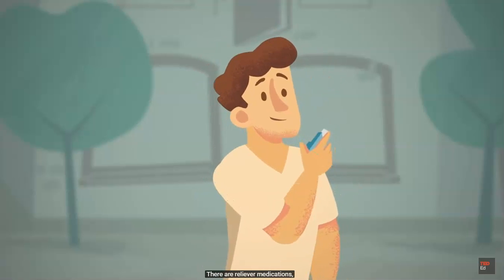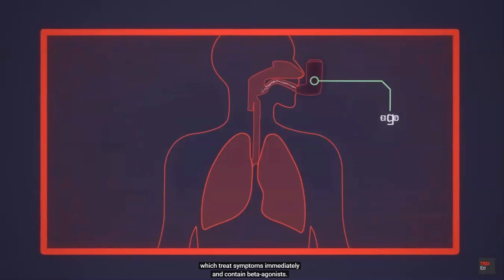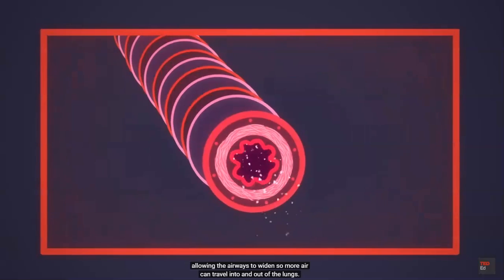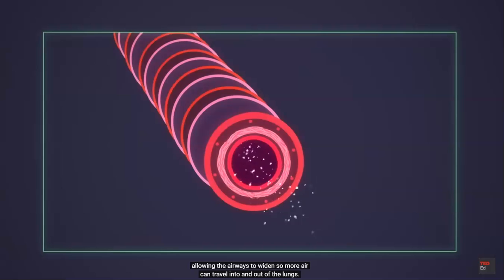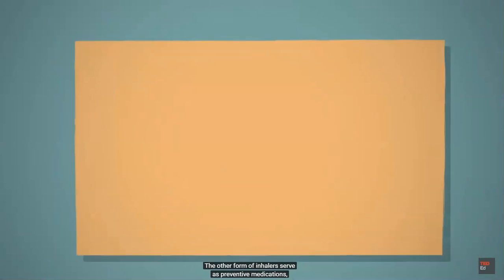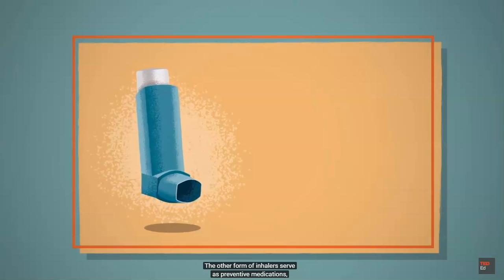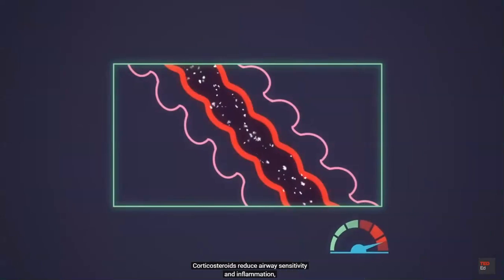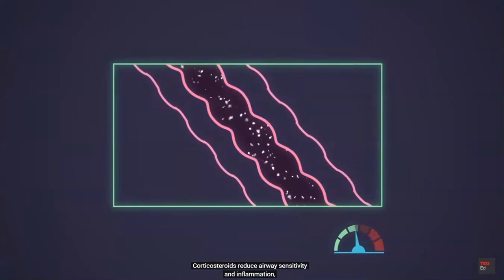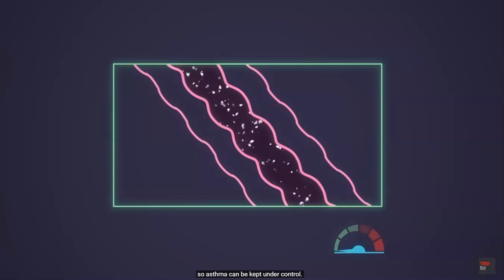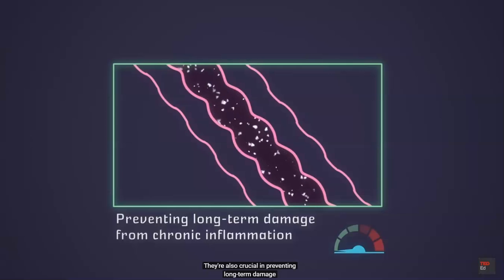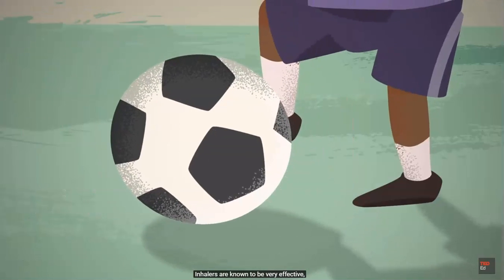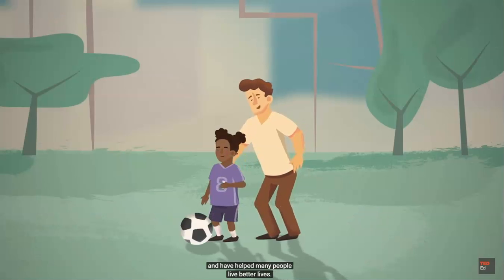There are reliever medications, which treat symptoms immediately and contain beta agonists. Beta agonists relax constricted muscles, allowing the airways to widen so more air can travel into and out of the lungs. The other form of inhalers serve as preventive medications, which treat asthma symptoms over the long term and contain corticosteroids. Corticosteroids reduce airway sensitivity and inflammation, so asthma can be kept under control. They're also crucial in preventing long-term damage from chronic inflammation, which can cause scarring of the airways. Inhalers are known to be very effective and have helped many people live better lives.